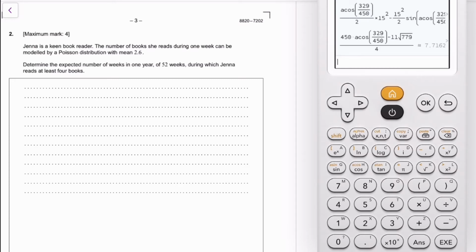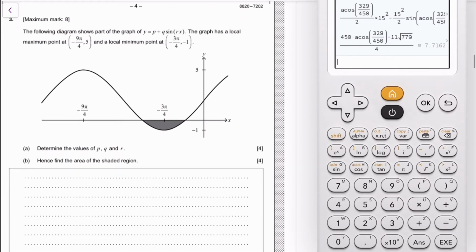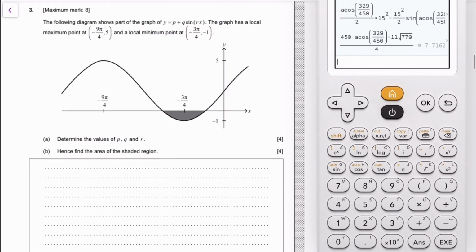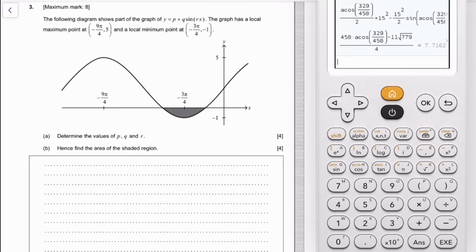Next, Poisson distribution. Poisson distribution is no longer in the AAHL syllabus. Okay. So this is a sine graph sort of thing.